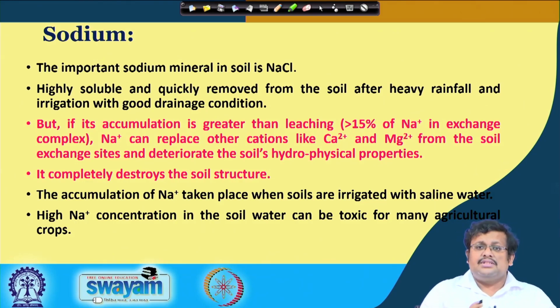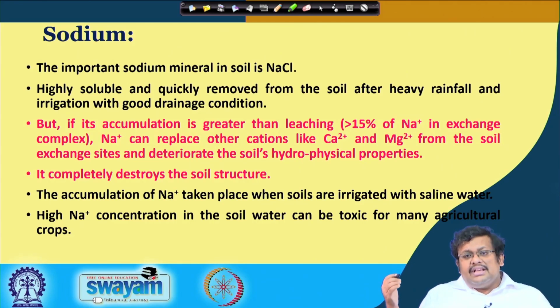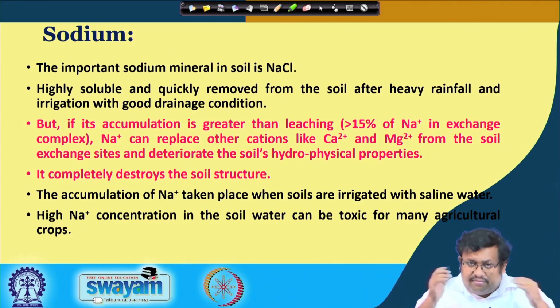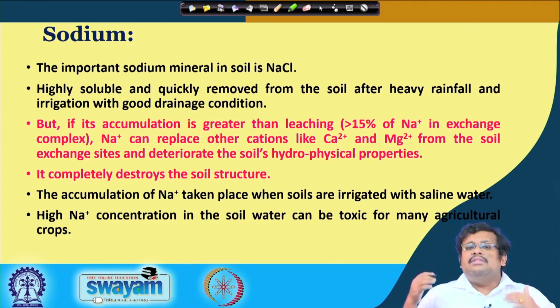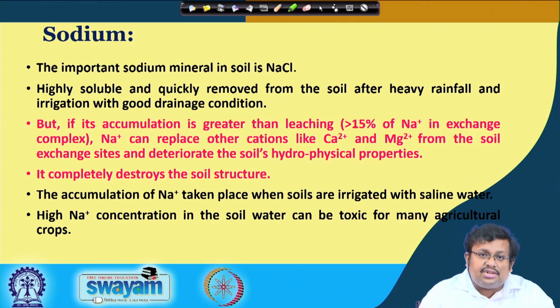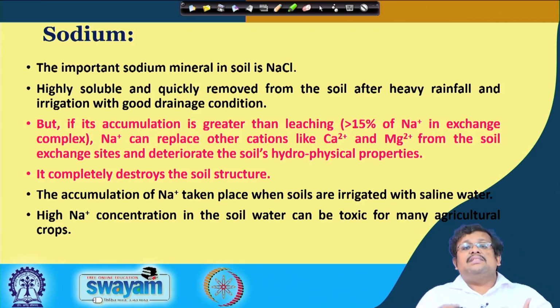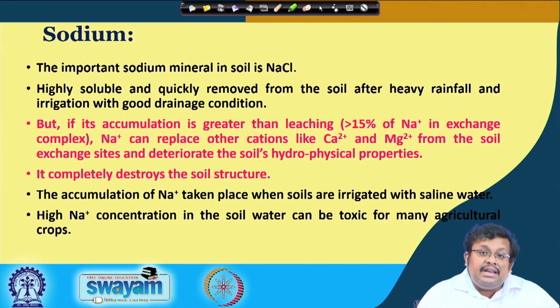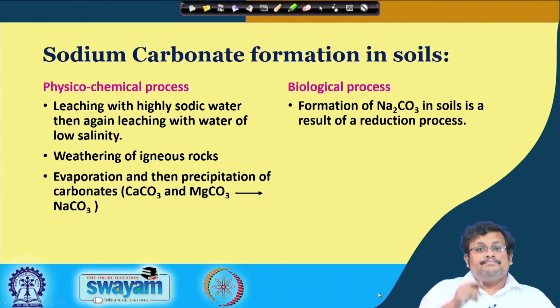As I have just told you, it destroys the soil structure. It increases the zeta potential. When it increases the zeta potential, there will be no flocculation and no aggregate formation. The soil will be dispersed, and as a result there will be destruction of the soil structure. The accumulation of sodium takes place when the soils are irrigated with saline water, and high sodium concentration in the soil water can be toxic for many agricultural crops.